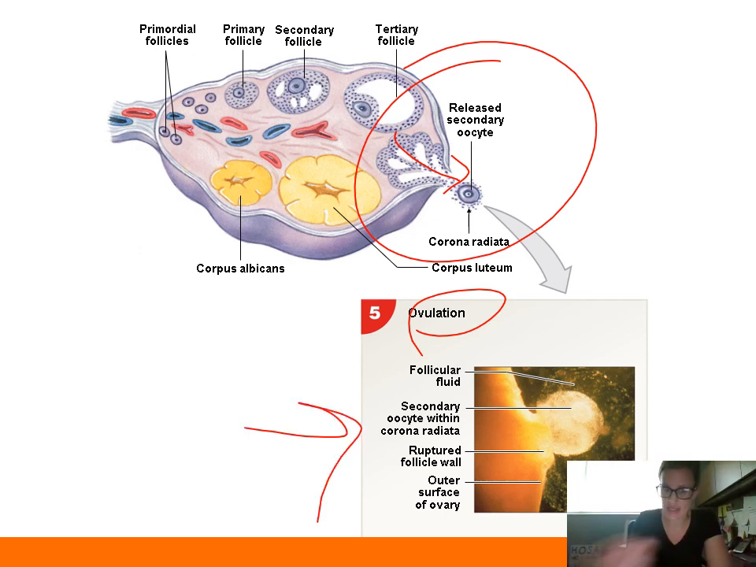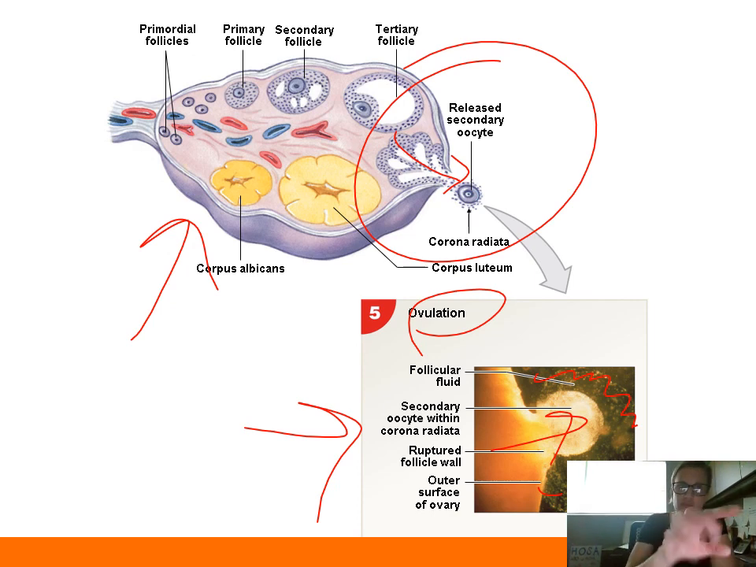Here you can actually see that happening. You can see here the secondary oocyte is being released. You can see the follicular fluid from the antrum being released with it out of the ovary. If you look at this top picture here, thus far we've been through this top half of the ovarian cycle.